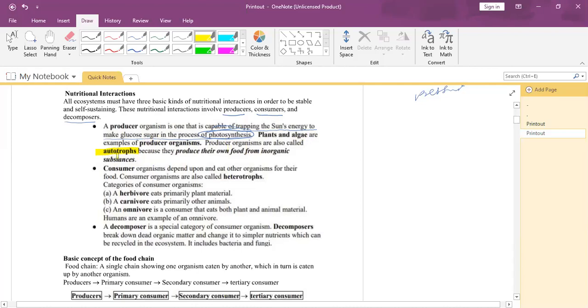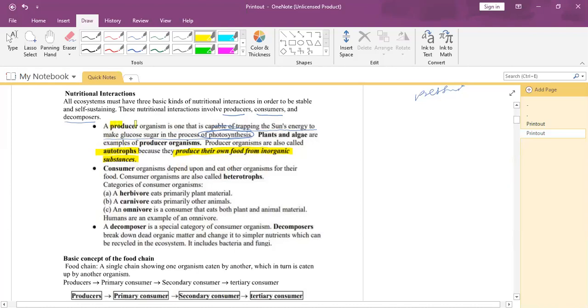Auto means for self. Troph means feeding. So self-producing or self-feeding. In other words, they can produce their own food from inorganic substances, right? Remember when we talk about photosynthesis, we said that the plants need carbon dioxide, they need water, and in the presence of sunlight to make the glucose, right? And the oxygen is given off as a waste product. Okay? So those are the inorganic substances that they need to make their food.